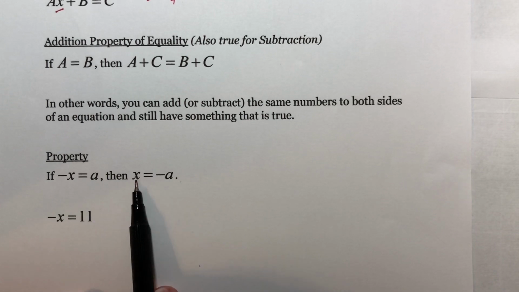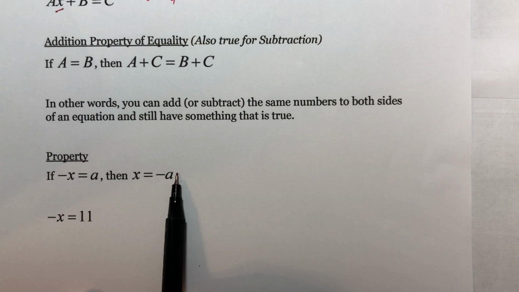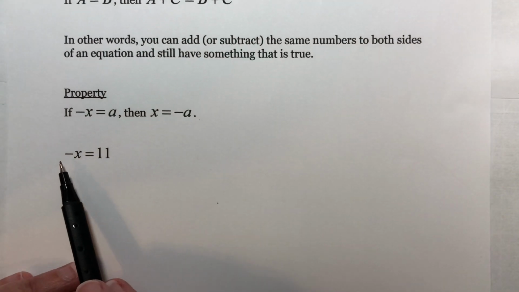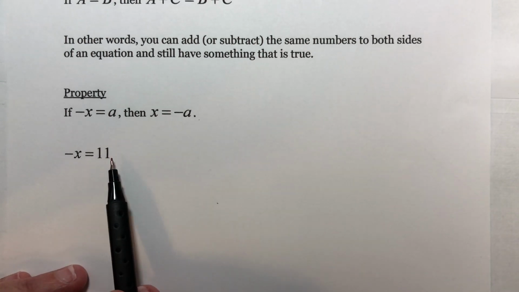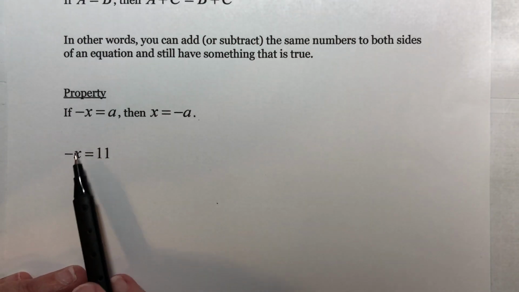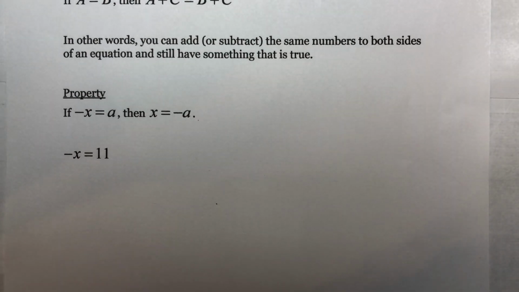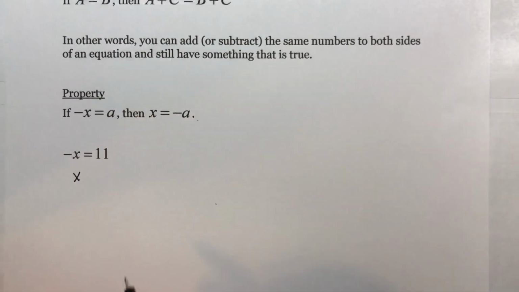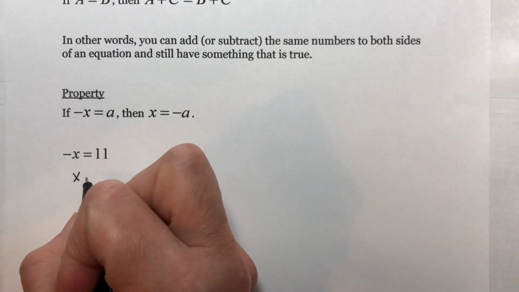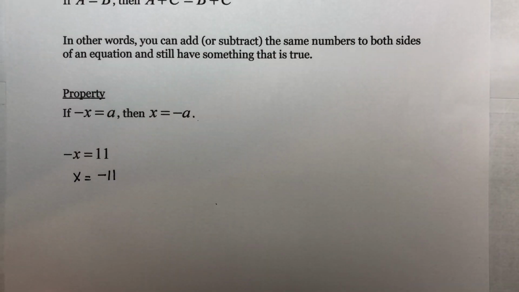The way we solve for x instead of negative x is we just change the sign on both sides. So, for example, if I have negative x equal to 11, I want to find x equals something, but I've got negative x equal to 11. This property says all I have to do is switch the signs on both sides. So instead of negative x, I write x. Instead of positive 11, I write negative 11. So your answer to this equation is x equals negative 11.